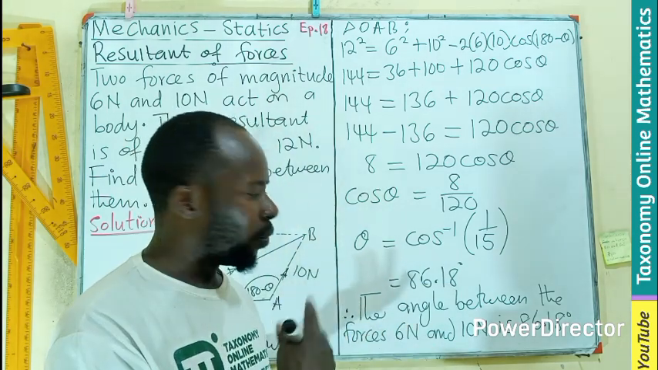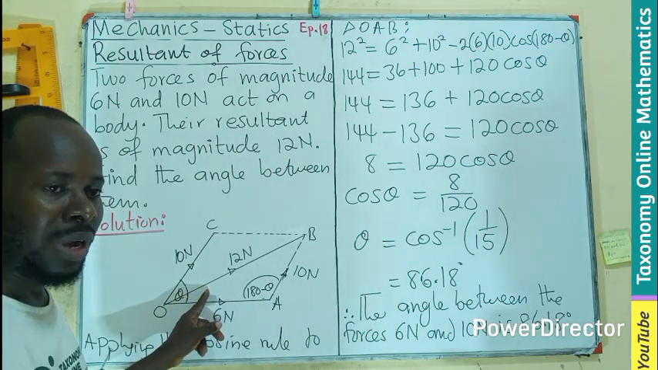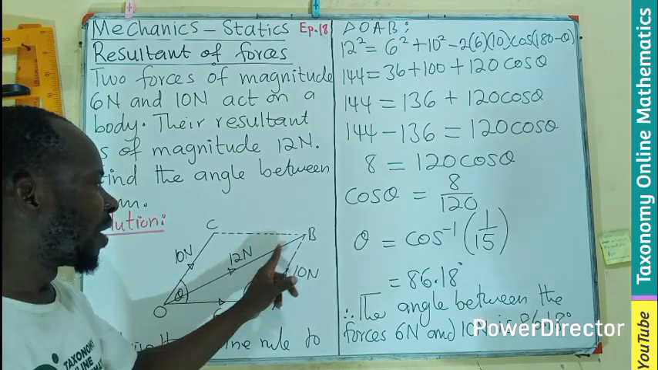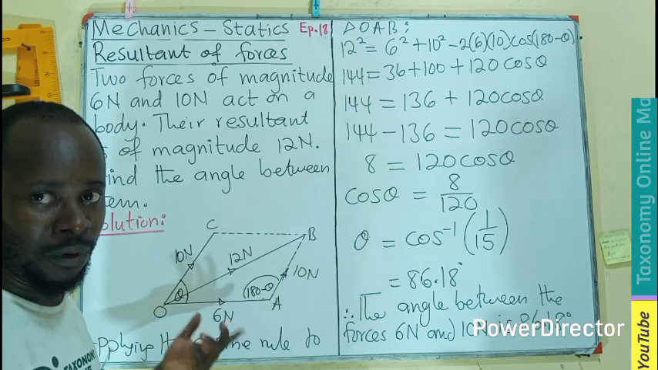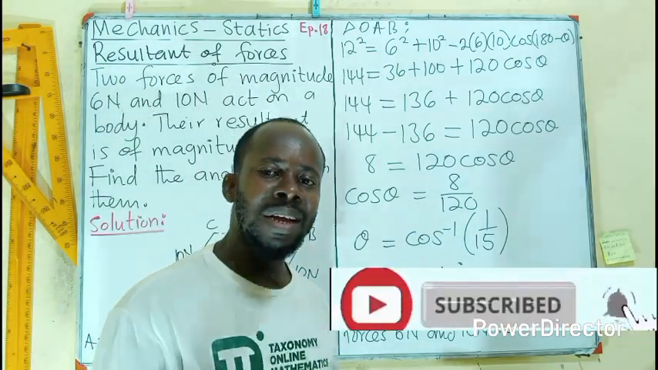In the previous episode, we learned how to find the direction also. So you can try and see what is the direction of the resultant force 12 that it makes with the force 6 Newton, and share that in the comment section as we keep learning together.